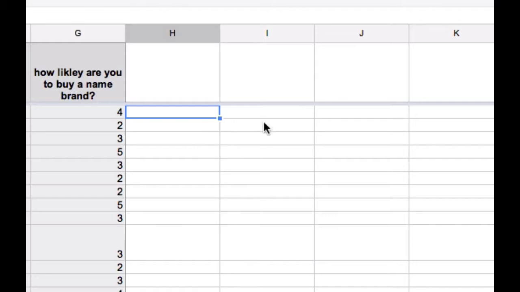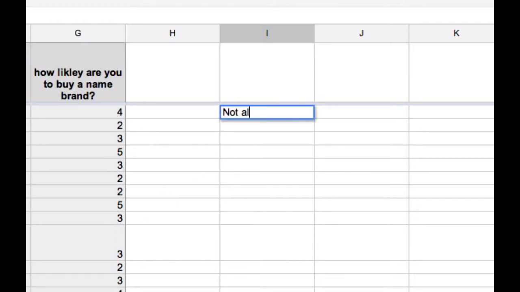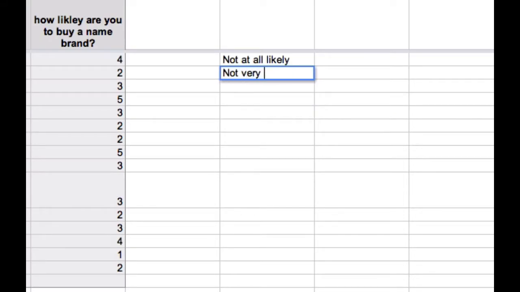So we're going to go to some blank spot in the spreadsheet over here, and we're going to first of all type the 5 labels that went with this data. So the 1 would be not at all likely. The next label would be not very likely. The next label would be somewhat likely. The next label would be very likely. And the final label would be I always buy brands.